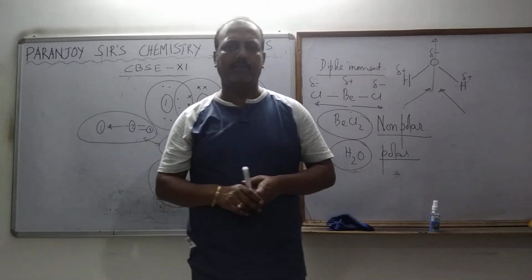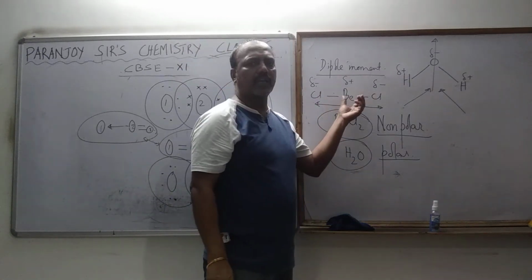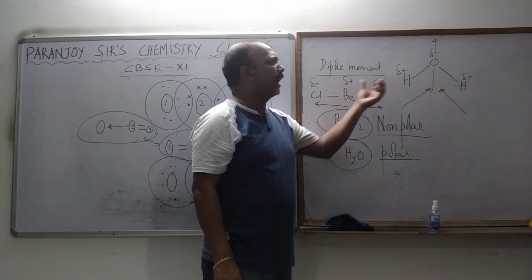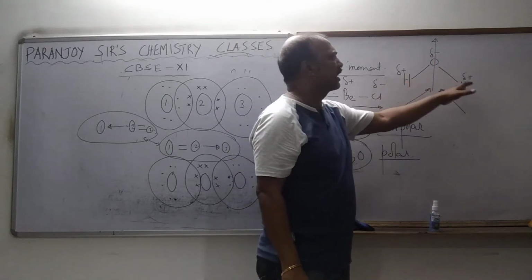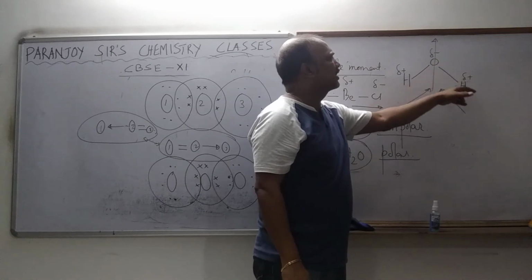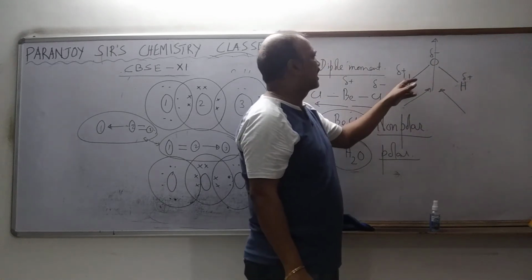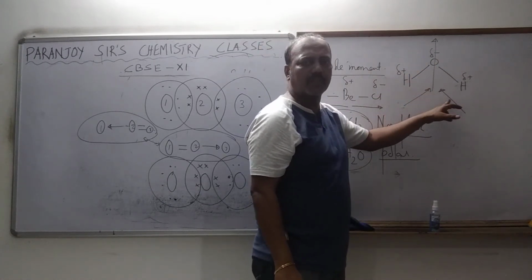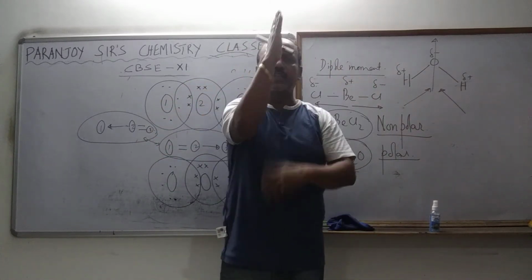Sir, can you please repeat? Which one? See, BCl2 has two dipole moments. In H2O, two dipoles are generated, both between H and O. From H to O, it is generated from positive to negative, right? Another H and O, it is generated from positive to negative. These are the two dipole moments. If these are the two dipole moments, what is the resultant dipole moment?